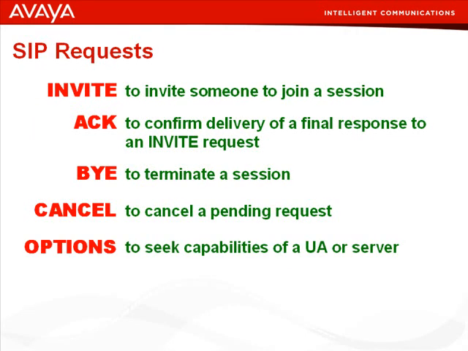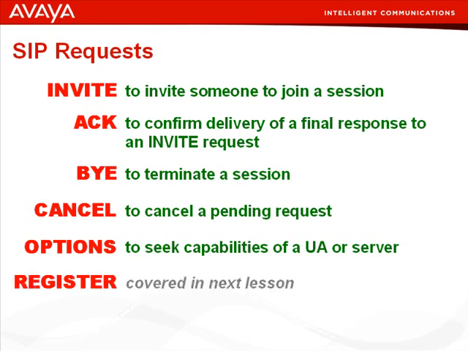So there's another request type to add to your list, the options request used to seek the capabilities of another user agent or server. There's just one more type of SIP request left to cover, and that's the register request, which we'll deal with in the next lesson.